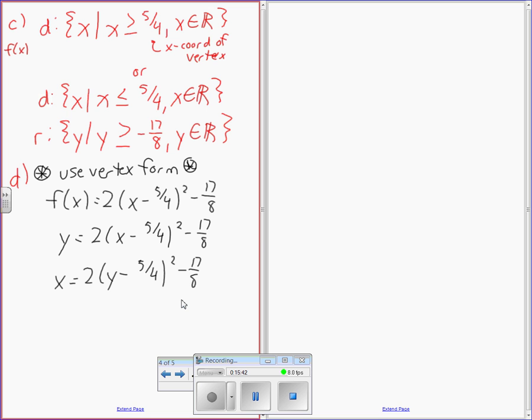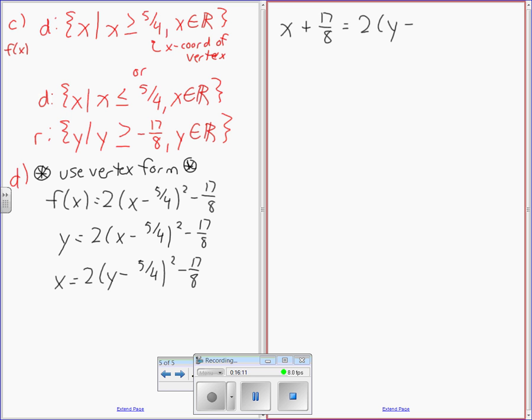Okay, Adria, what do I do to solve for y, please? What's the next step? No? Somebody help her, please. Go ahead. Put the minus 17 over 8 with x, so it's x plus 17 over 8. Great. Owen, what comes next, please?